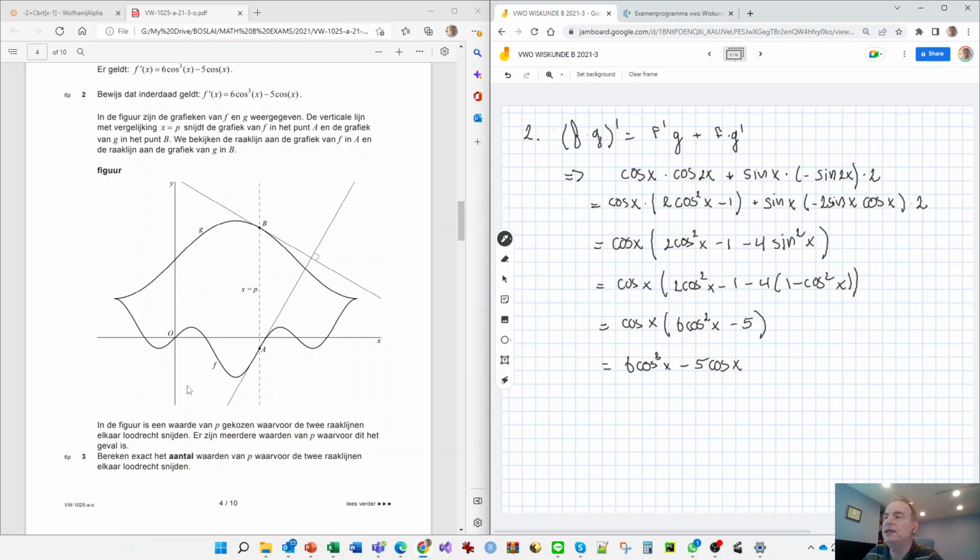And then they state there are multiple values of p for which this is the case. So if you move around this vertical line, there should be several times this situation. And then they calculate exactly the number of values of p for which these tangents are perpendicular.